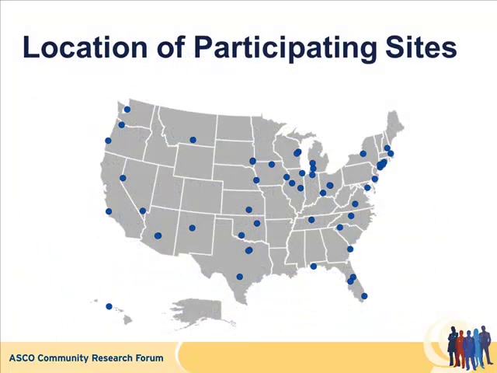This is just a map showing the location of the participating sites. It was really a nice range across the country. We have CCOPs, minority-based CCOPs, NCCCP sites, private practice sites, and community hospital sites. It's going to be a broad range, and we're going to look at each of those somewhat individually as well to see if there are differences between them.